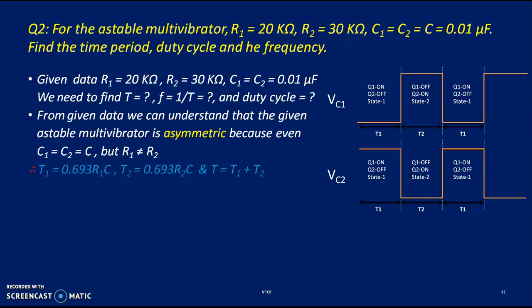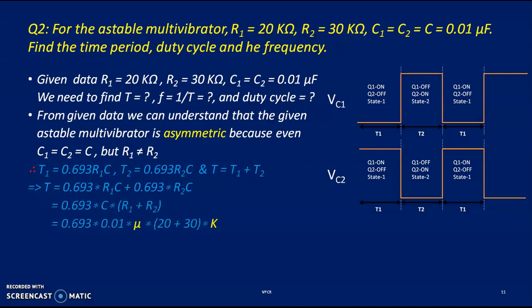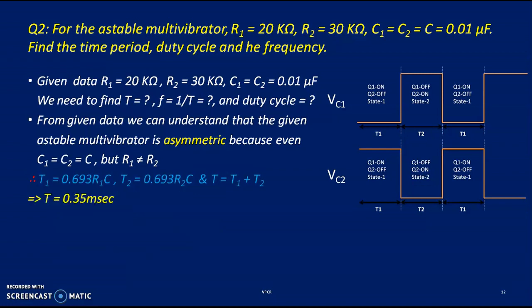In that case, you must consider T1 separately and T2 separately, and from those values you can calculate the total time period. So here capital T is written directly as T1 plus T2, that is (R1 + R2) times 0.693 times C, with C taken common. Here also I substituted the values with units. Whenever you come across micro and K, that gives milli, and the value you get is 0.3465. Approximating to 2 decimals, 0.35 milliseconds.